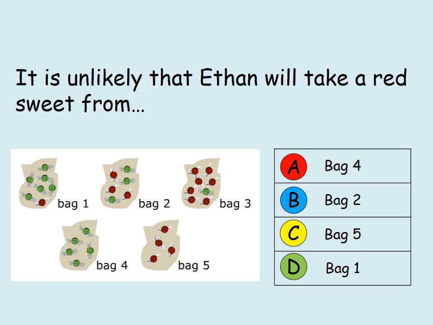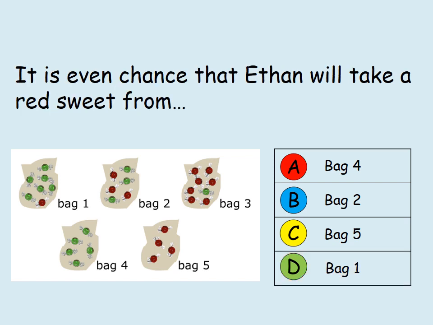It's unlikely that Ethan will take a red sweet from which bag? Unlikely. Bag number 1, bag number 2, number 3, number 4, or number 5? Unlikely to take a red sweet. What do you think? Yes, it's from bag number 1 because it's 1 out of how many sweets we have in this bag? Let's count together. 1, 2, 3, 4, 5, 6, 7. It's 1 out of 7, so it's unlikely.